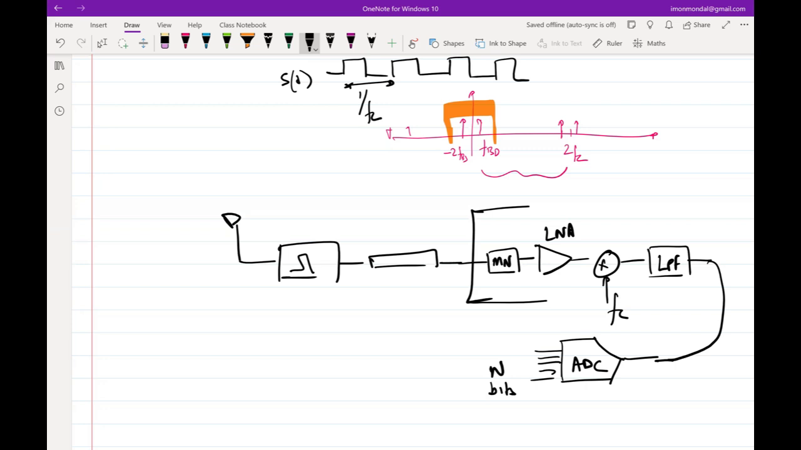So once you have an output of the ADC, what do you do? These are all ones and zeros, bits. So they go and get stored in the memory. Okay.